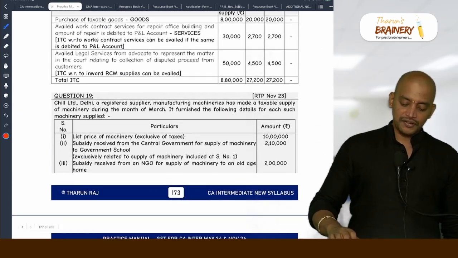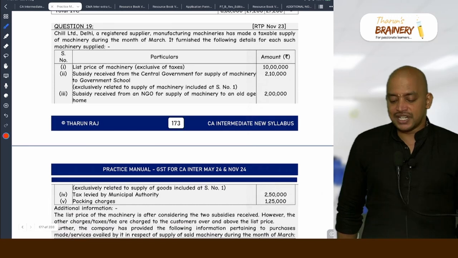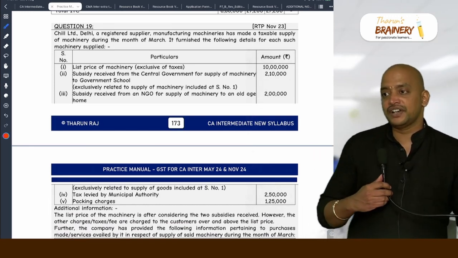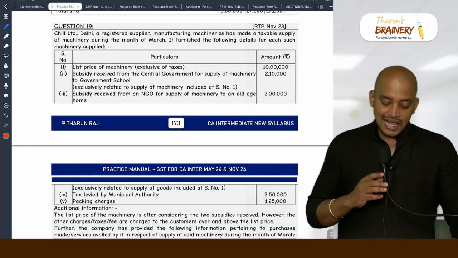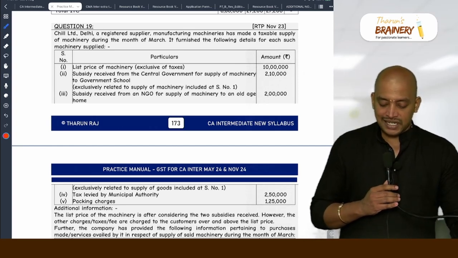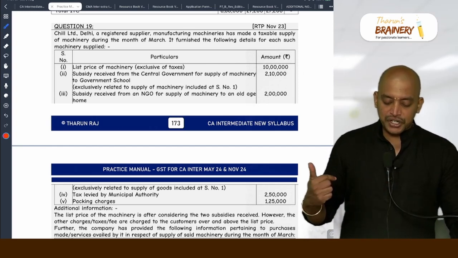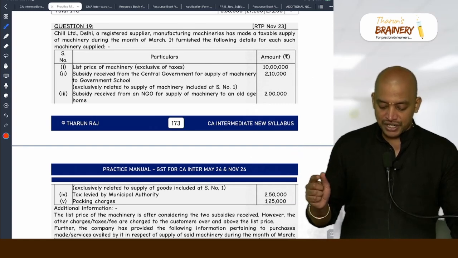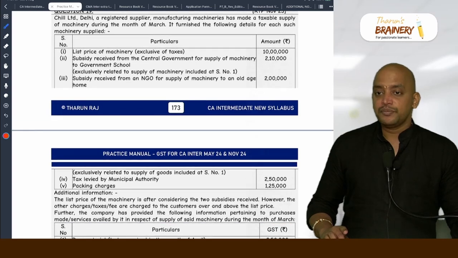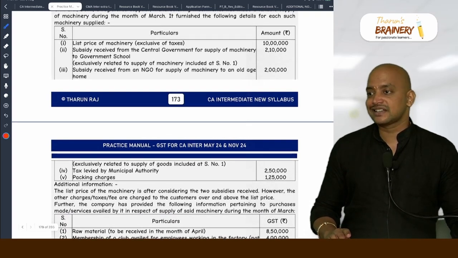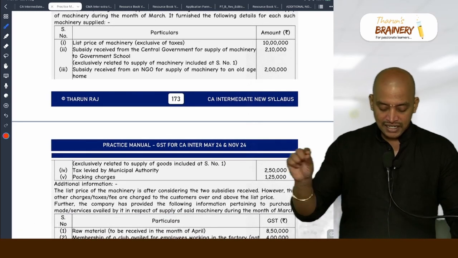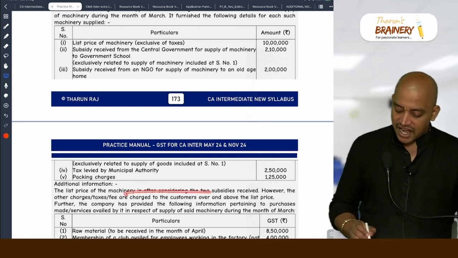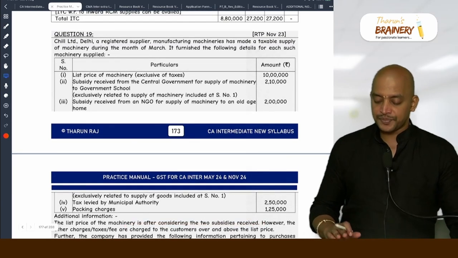Okay. First, list price of the machinery exclusive of taxes 10 lakhs. So that will be taken as a transaction value. Correct. And subsidy received from central government for supply of machinery to government school exclusively related to supply of machinery including serial number 1 above, but we don't know whether the price is after considering subsidy or without considering subsidy. See the additional information below. The price of the machinery is after considering the subsidy.